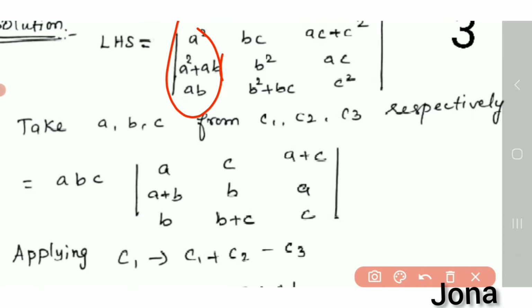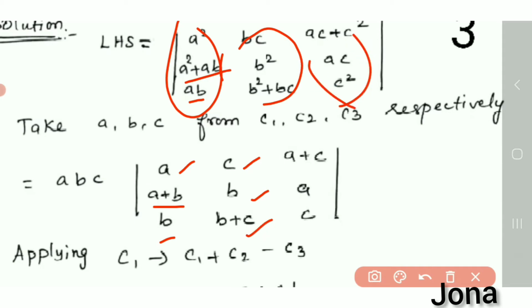If we take a there, simply we have a, and from here take a as common, so we had a plus b. From here we took a already, so we had b only. In C2 we can take b as common. So here simply c is here and here b plus c. And from C3 we can take c as common. So we had a plus c, a, c. Okay, so now we had abc into the determinant, this whole thing we had there.